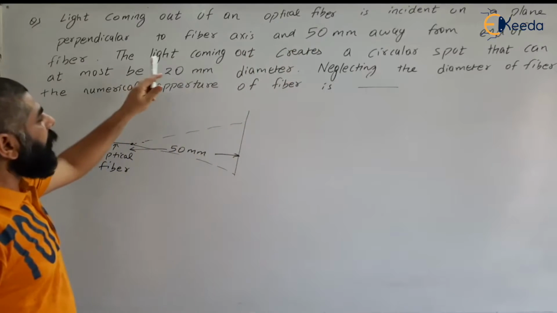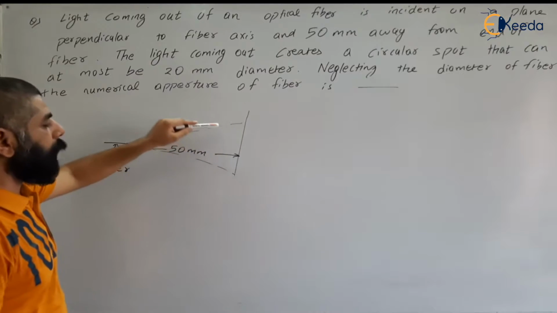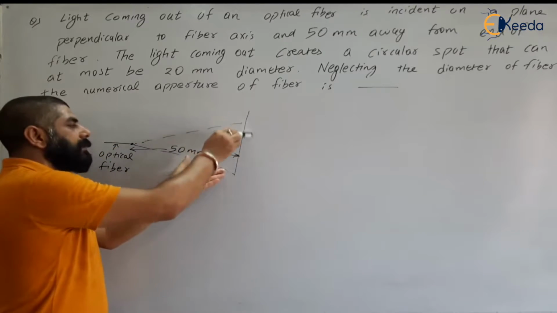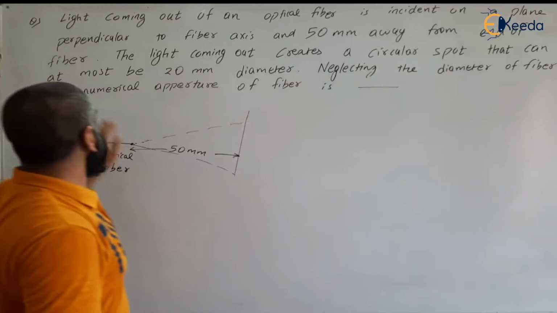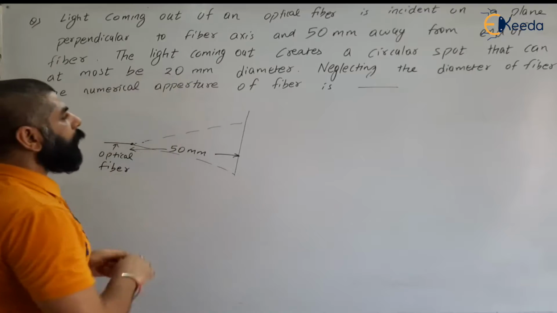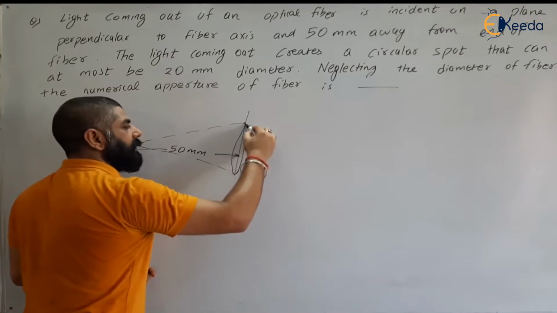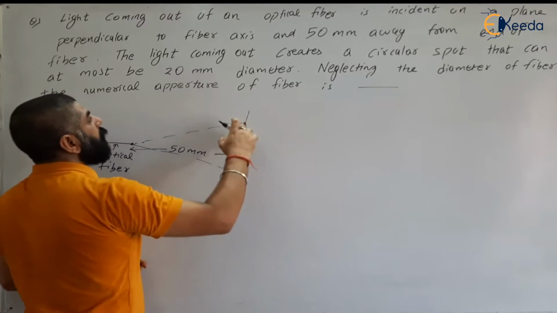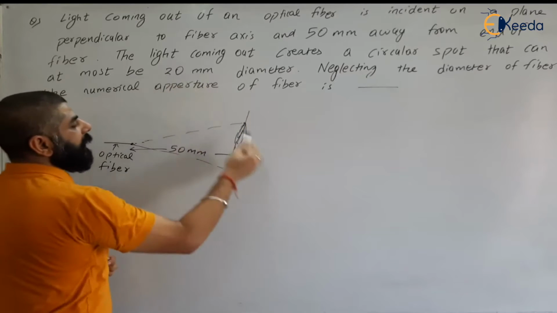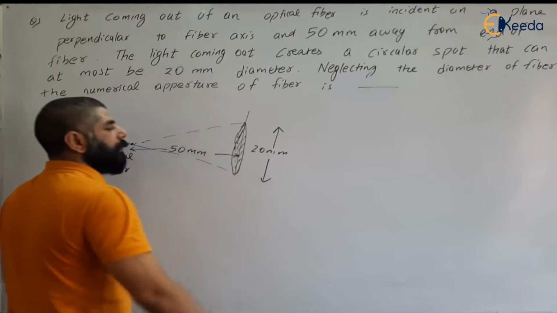Now read, the light coming out of the optical fiber creates a circular spot. So the surface is circular, which is creating a spot, a circular spot that can be at most 20 mm in diameter. So this is the spot which is created on the surface. The diameter of this spot is 20 mm. So this distance is 20 mm, the diameter of this circular spot.